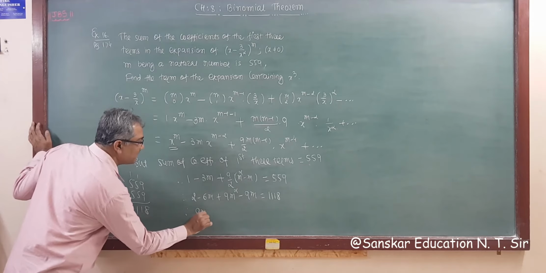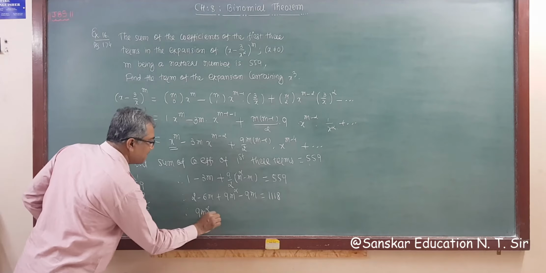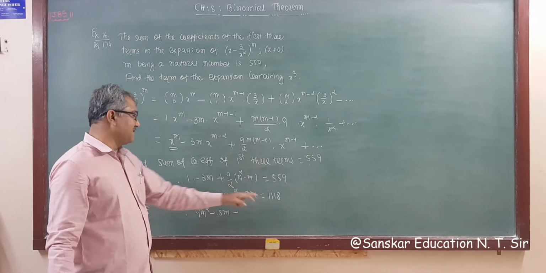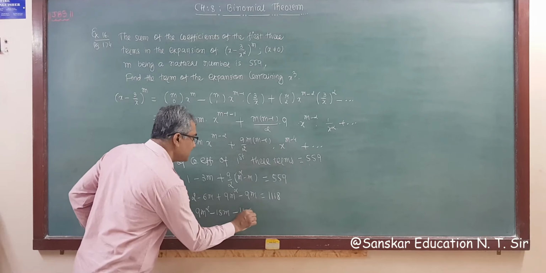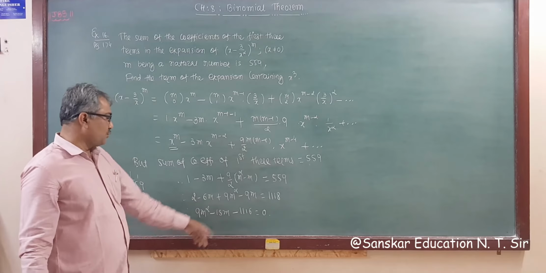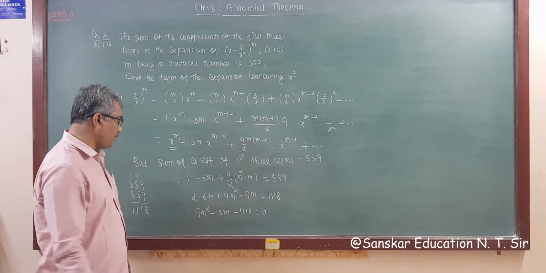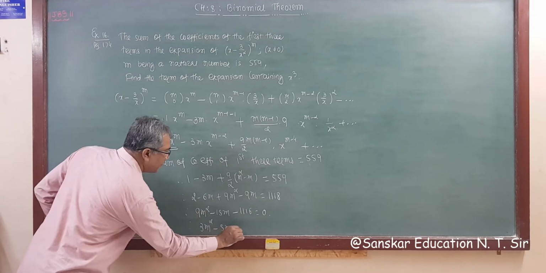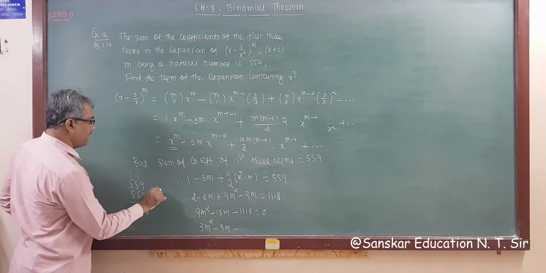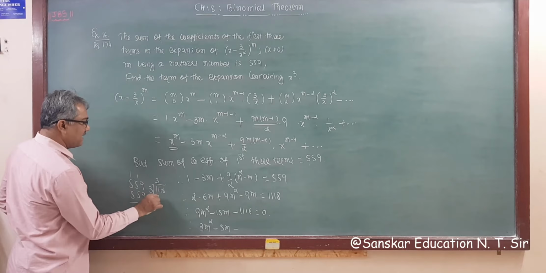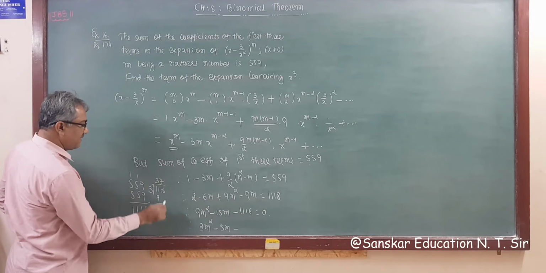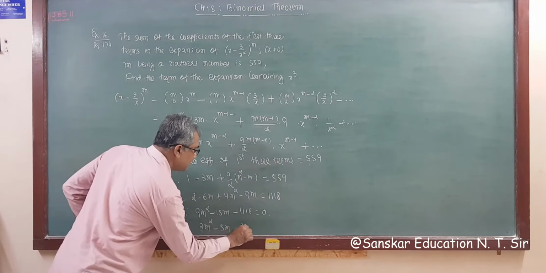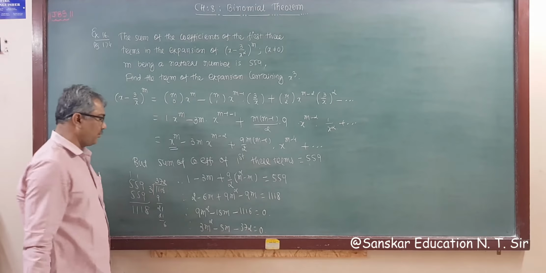So now this is 9m squared, minus 9 minus 6 is minus 15m. If we take these two to the left hand side, this becomes minus 1116 equal to 0. So 3 is common. Taking 3 common, this becomes 3m squared minus 5m minus 1116 divided by 3, which is 372, so minus 372 is equal to 0.